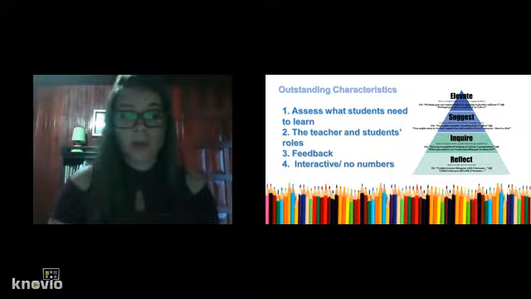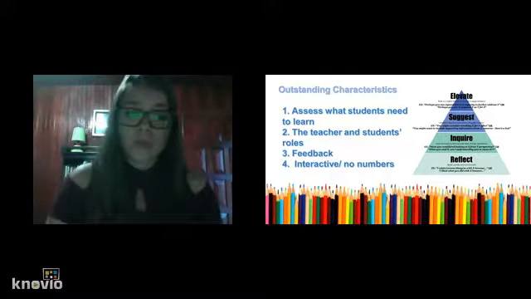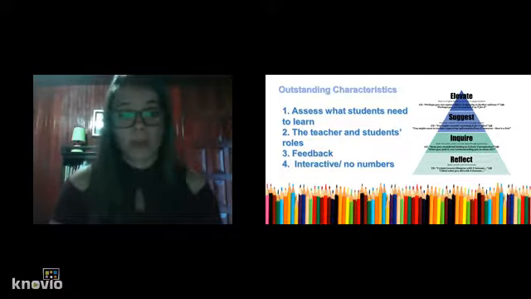The second one, the teacher and the students' roles. So the teacher will guide the students and they will develop or learn to be responsible of their own learning. They can also use cooperative learning, so they will learn together.